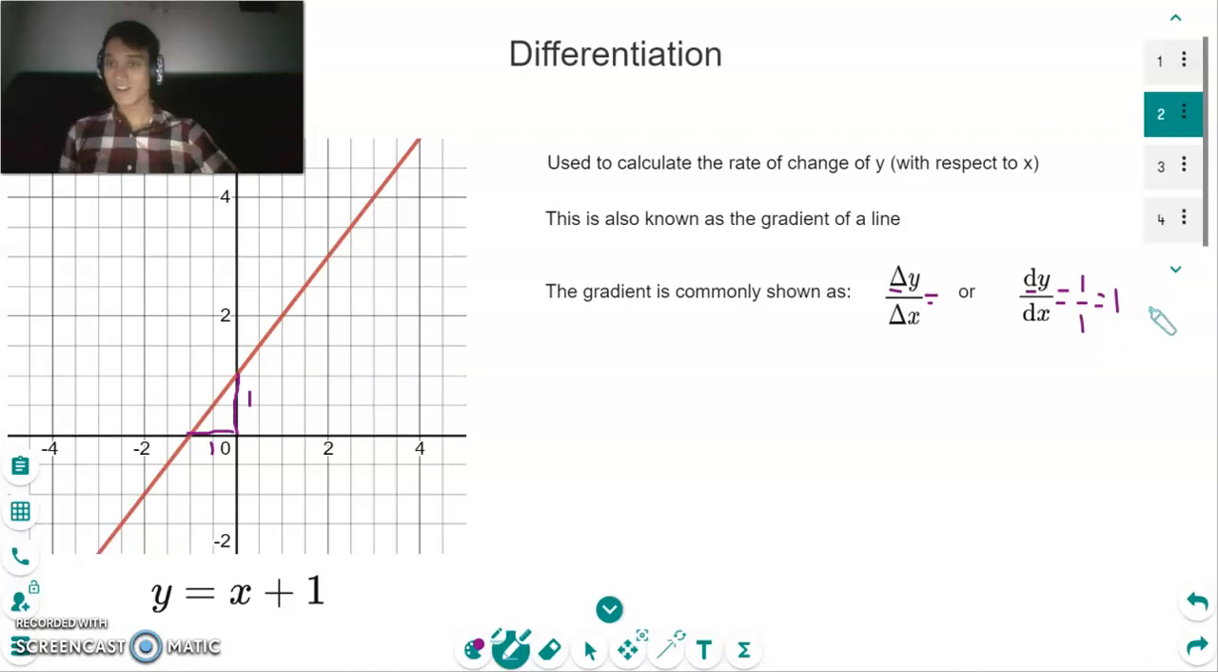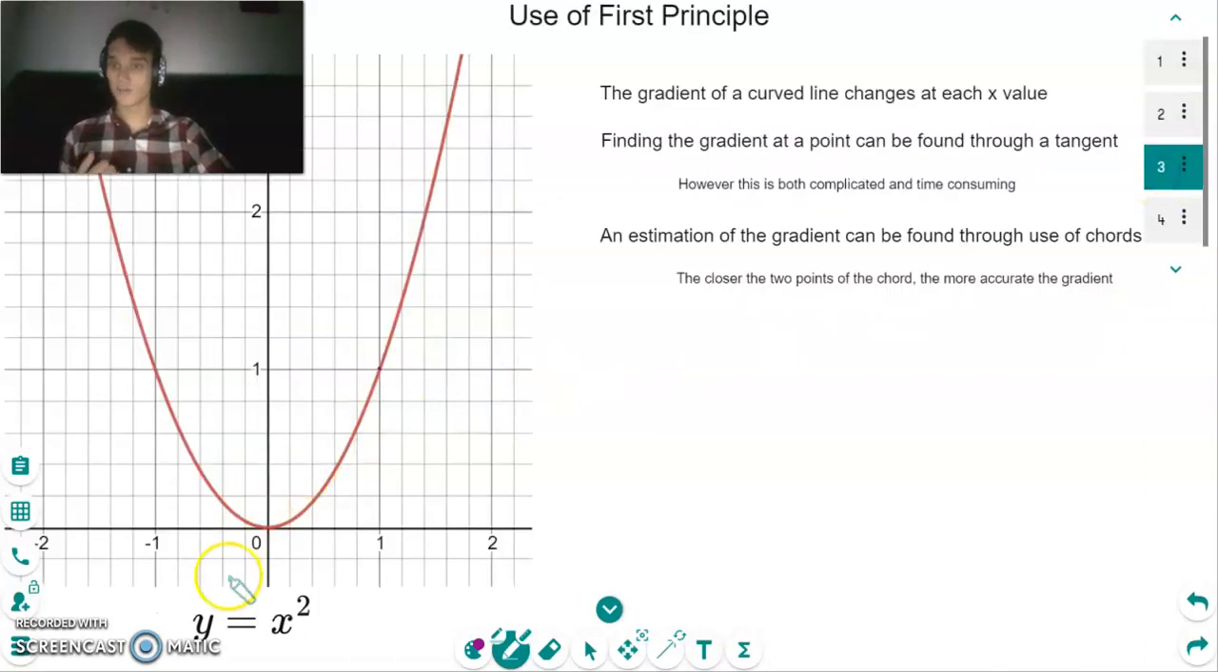It's relatively simple just because this gradient is going to stay constant for this straight line all the way up, for every value of x, going down, going up, no matter what. The constant gradient is always going to be 1. This does become slightly more complicated when we start looking at curved lines. So when we start looking at a line, for instance, like y equals x squared, we're going to find that the gradient actually changes for each x value.